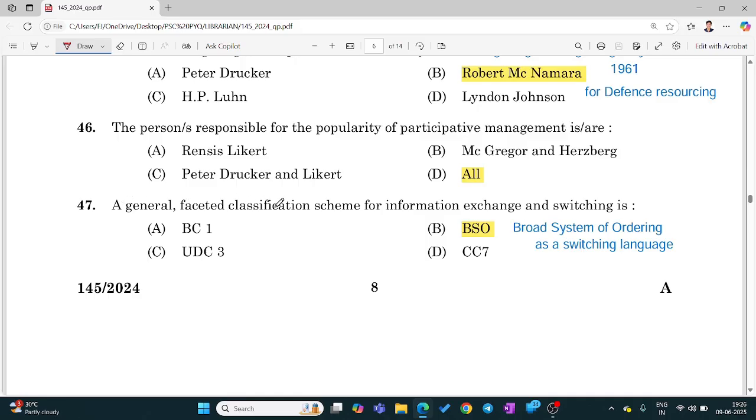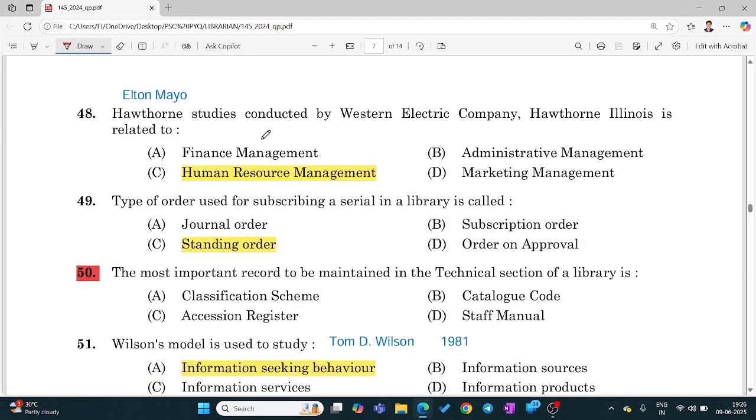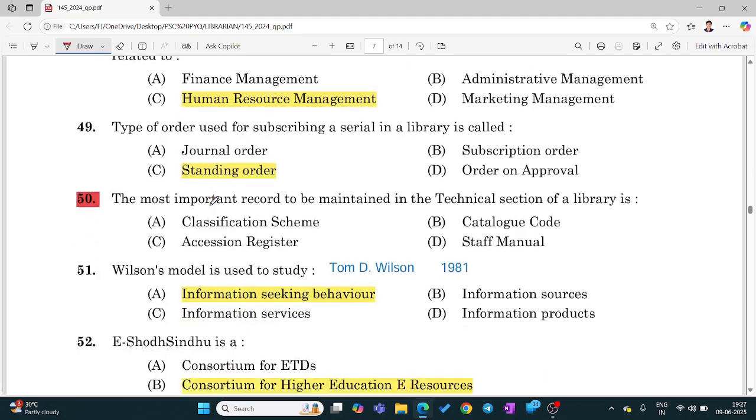A general faceted classification scheme for information exchange and switching is BSO, Broad System of Ordering, as ഒരു സ്വിച്ചിങ് ലാംഗ്വേജ് ആക്ട് ചെയ്യുന്നത്. Hawthorne studies conducted by Western Electric Company, Hawthorne Illinois, is related to human resource management. ഇത് എൽട്ടൺ മായോയുടെ ഒരു മെത്തേഡാണ് ഹോത്തോൺ സ്റ്റഡീസ് എന്ന് പറയുന്നത്.